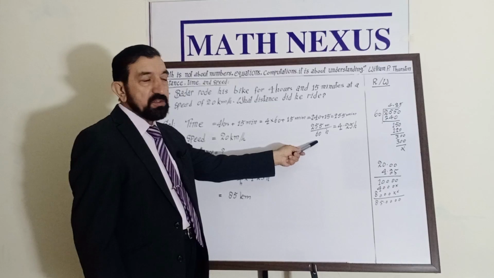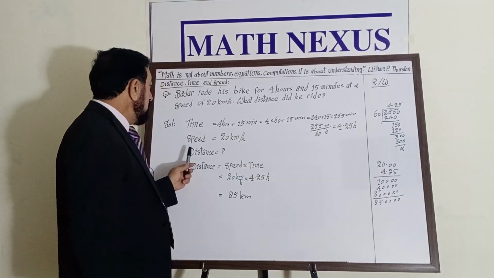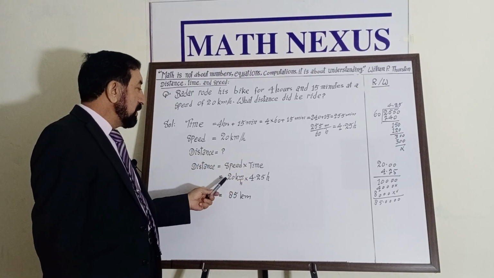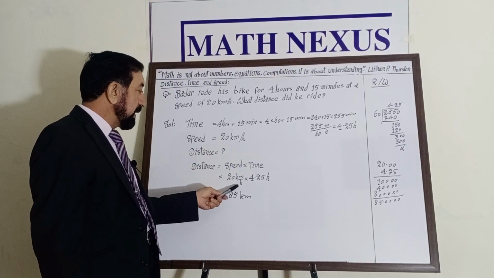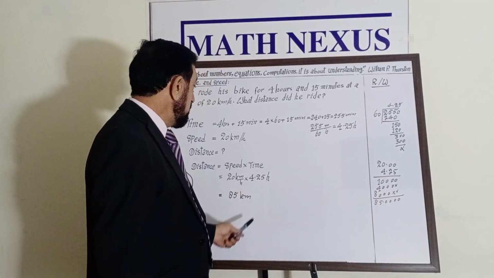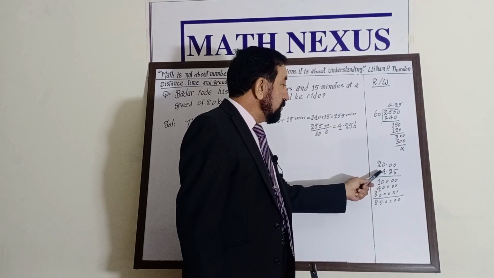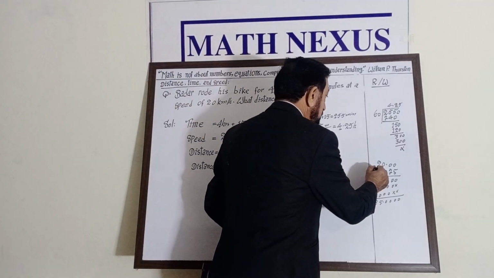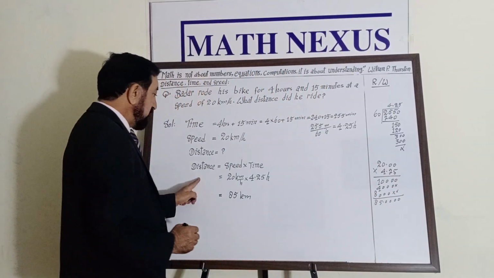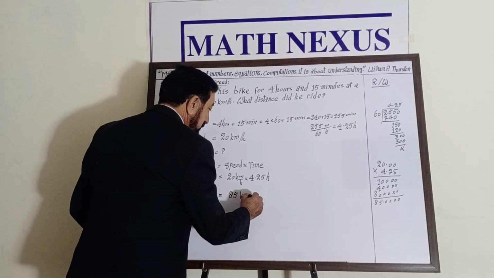255 minutes upon 60 is equal to 4.25 hours. Now distance is unknown. We have distance is equal to speed into time. Speed is already given, 20 km per hour, and time is equal to 4.25 hours. 20 into 4.25 is equal to 85. It means that the distance Badr rode on his bike is equal to 85 km.